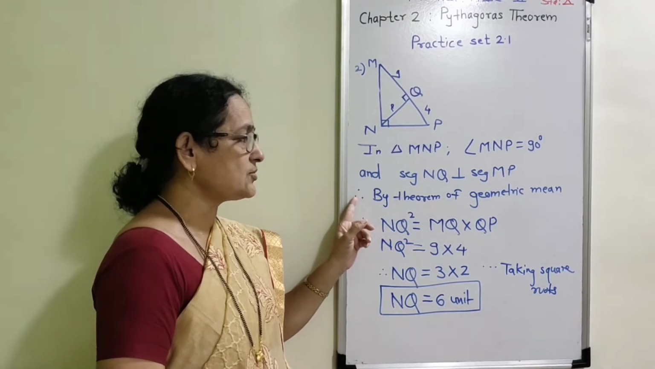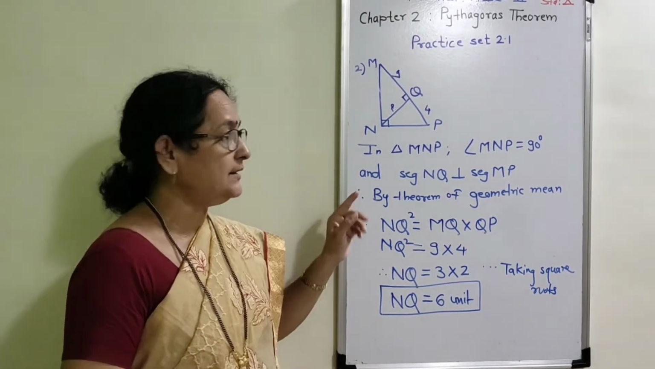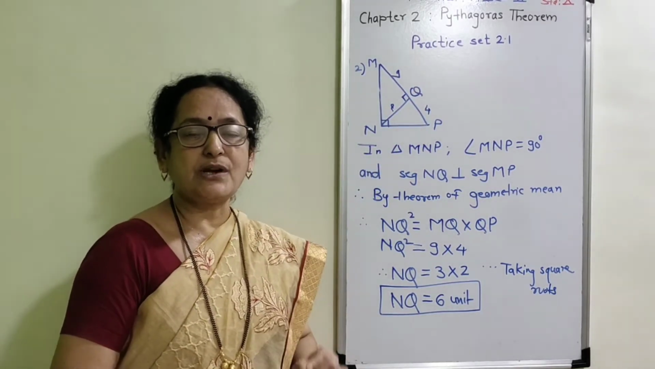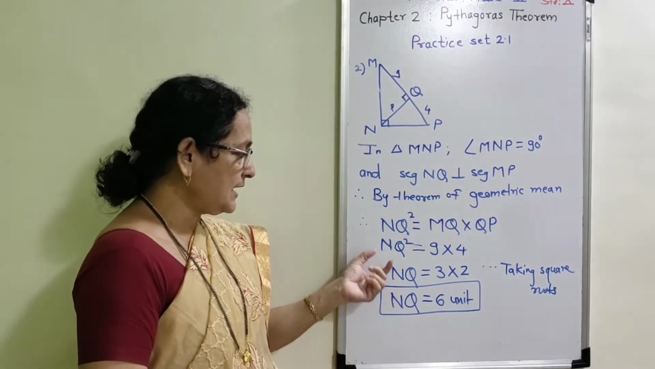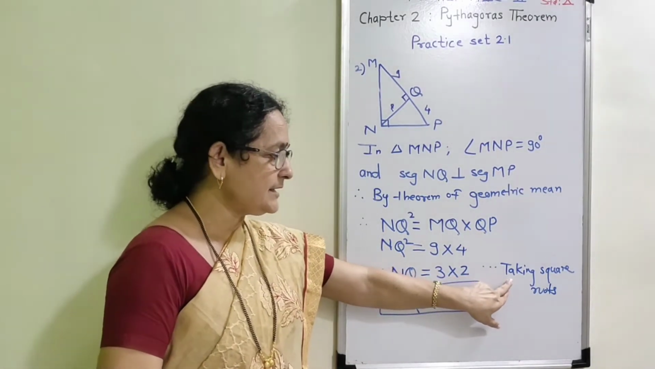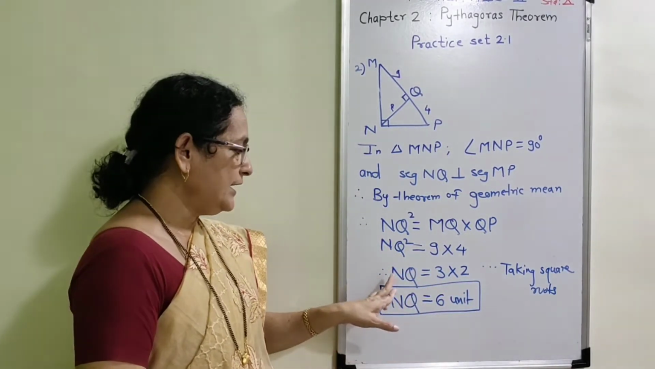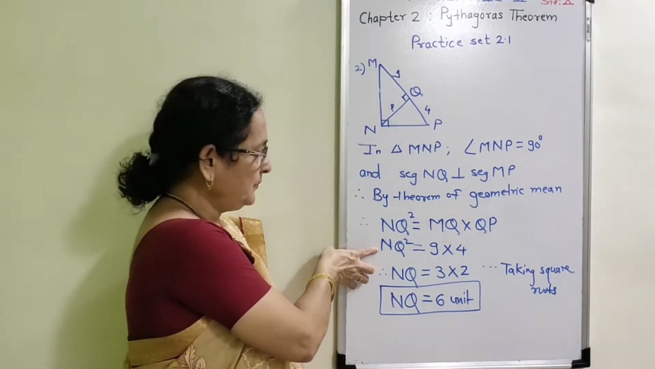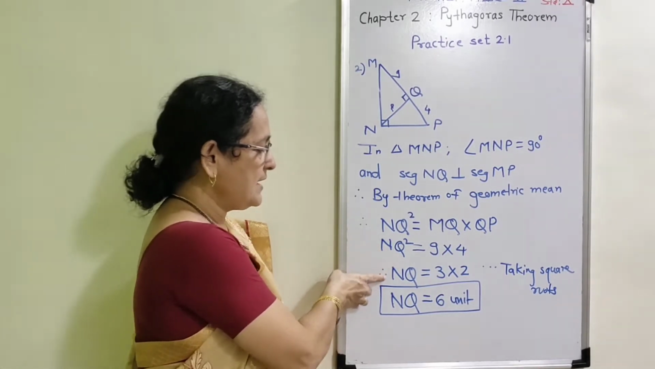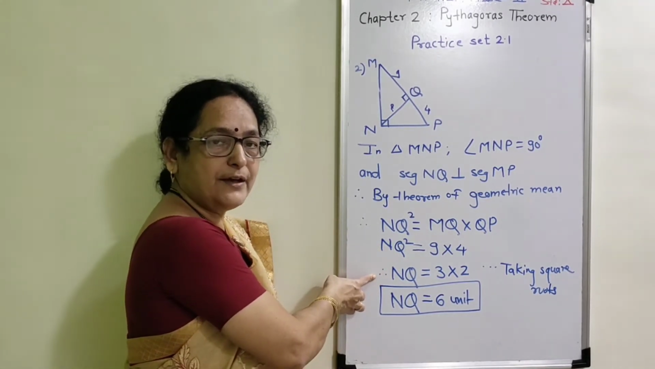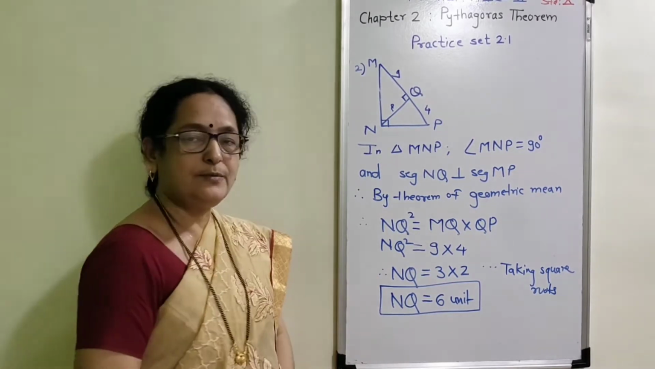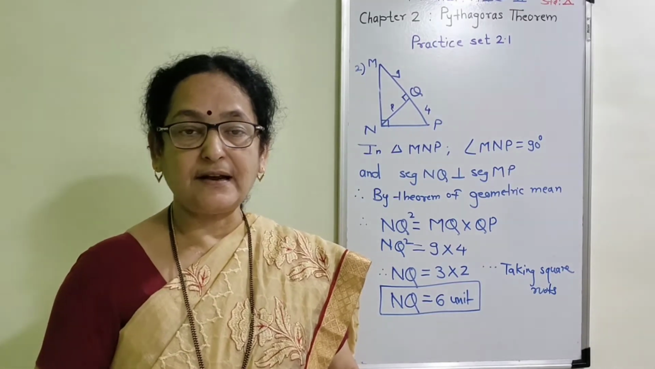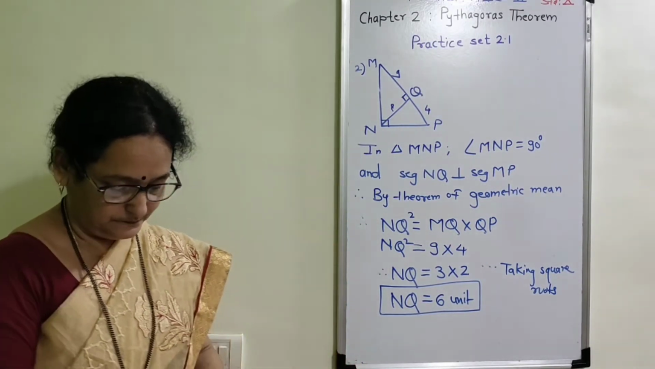This is the application of the theorem of geometric mean, and I suggest generally they will give you numbers which are perfect squares. At that time you will get your answer by taking square roots of both the sides. NQ is equal to 3 into 2. Both the steps are very important. Here we have taken NQ square, and here we have taken square roots of both the sides. Observe and learn this example. Now let us start example number 3.